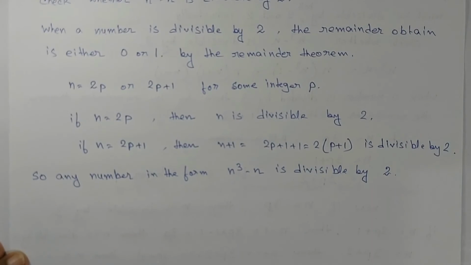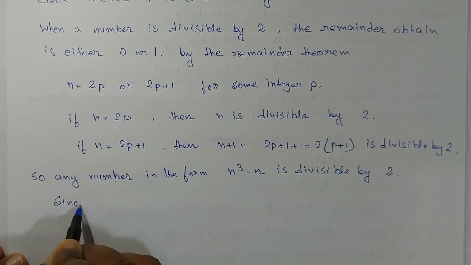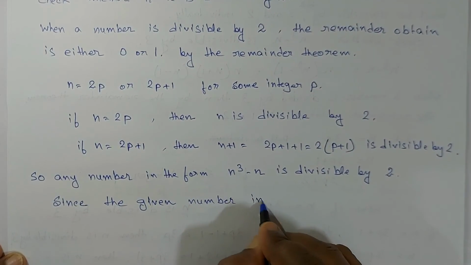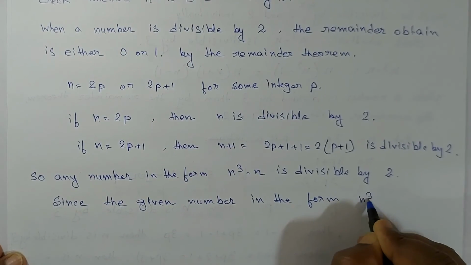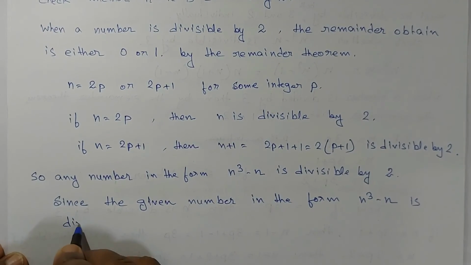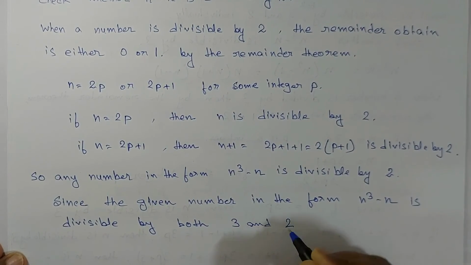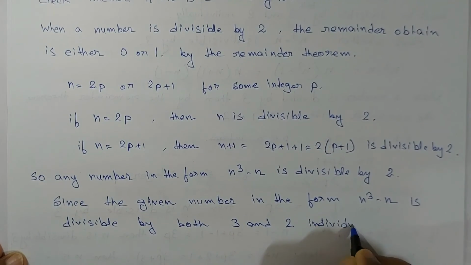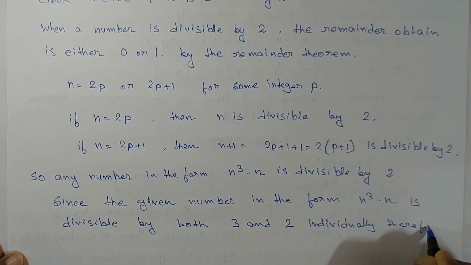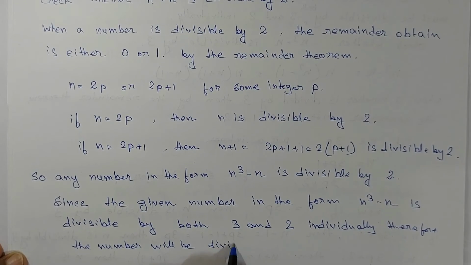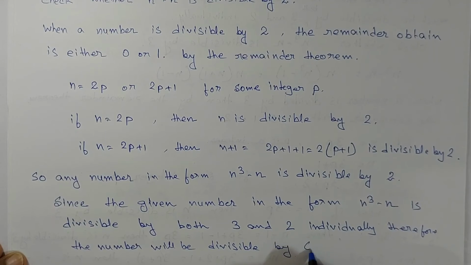Now we will write, since the given number in the form n cube minus n is divisible by both 3 and 2 individually, therefore the number will be divisible by 6. Okay. Understood?